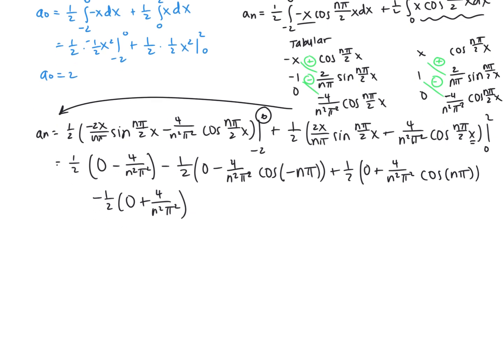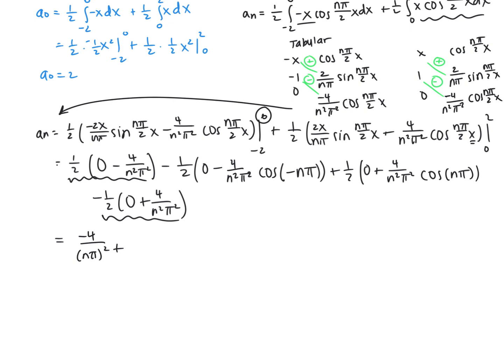Okay, we have obviously a whole lot of simplifying to do. First thing I want to notice is this term and this term are the same. So we end up with negative 1/2 times 4 over n squared pi squared, and there's another negative 1/2. So that's really just a negative 4 over the quantity n pi squared.